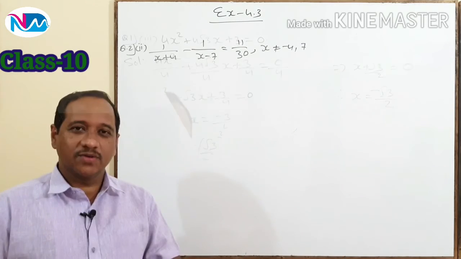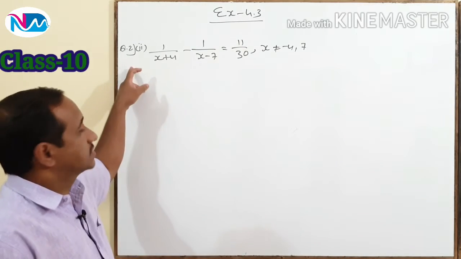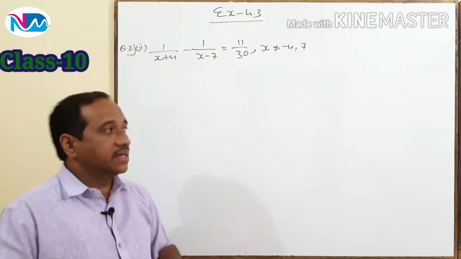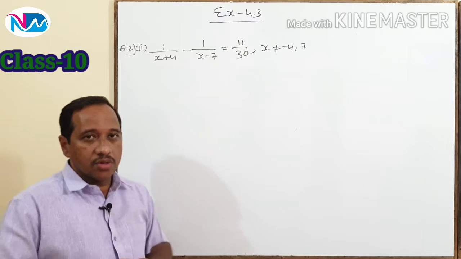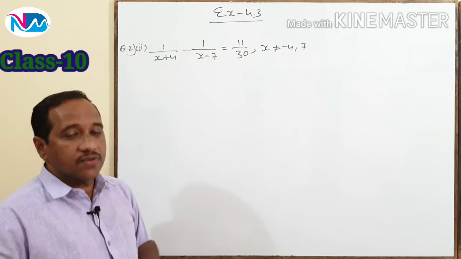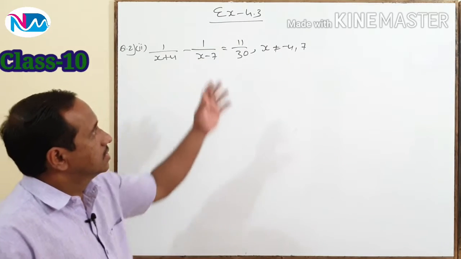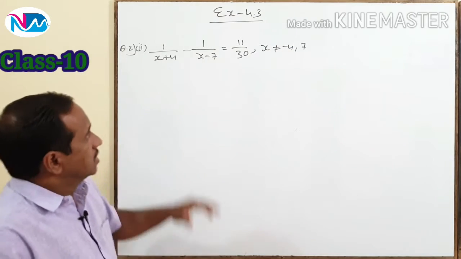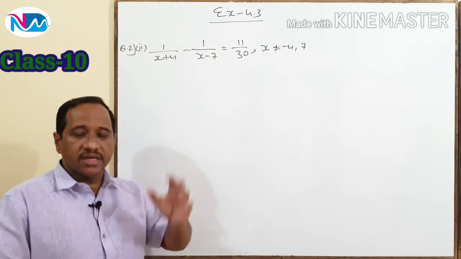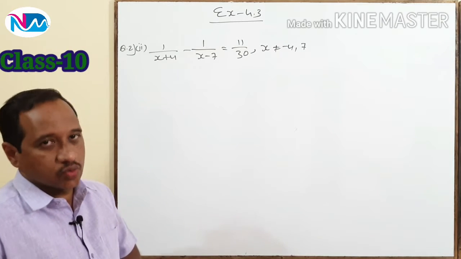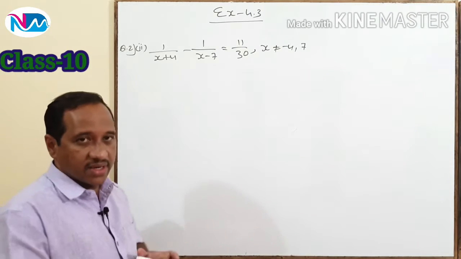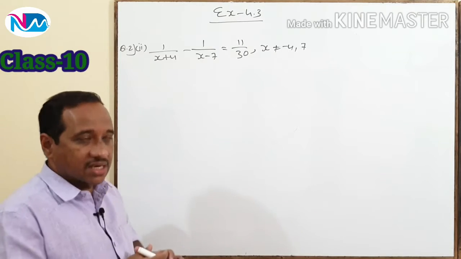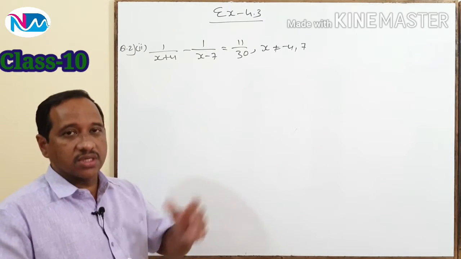The next question we are going to see is question number 2, second one. The equation given is 1 by x plus 4 minus 1 by x minus 7 is equal to 11 by 30, where x is not equal to minus 4 or 7. This is an equation but not in the standard form of a quadratic equation. So we have to simplify the LHS and RHS. Hence we have to convert it into the standard form.